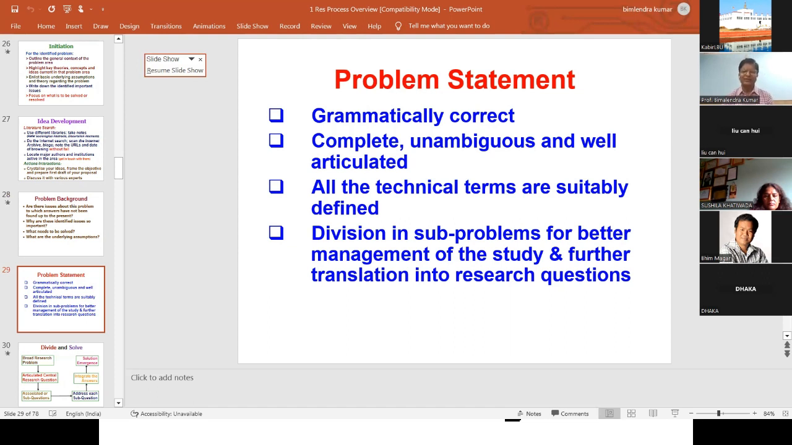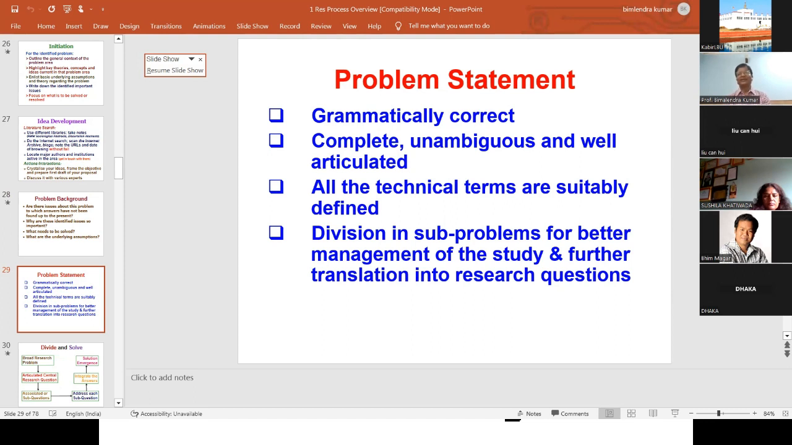We'll see what is well articulated and what is unambiguous. All the technical terms are suitably defined. Whenever writing any research paper, you have to give an abstract of the paper within 150 or 200 words, and after that you also give the keywords related with the technical terms taken in the research paper as well as in your thesis or dissertation.